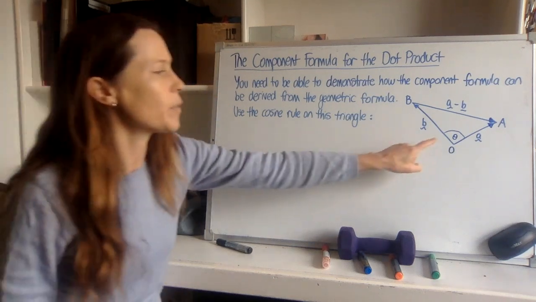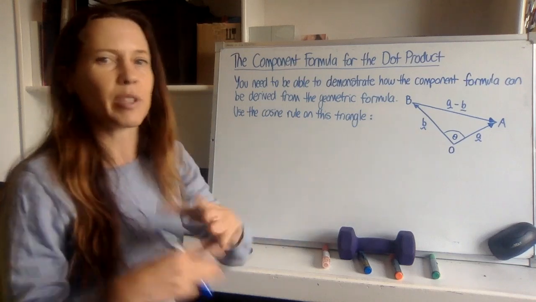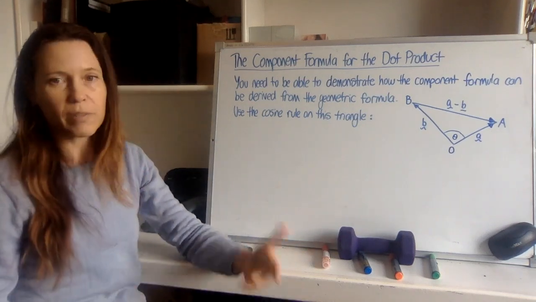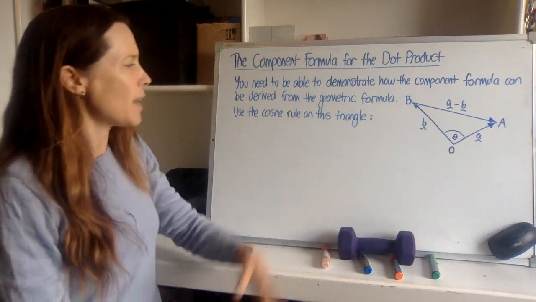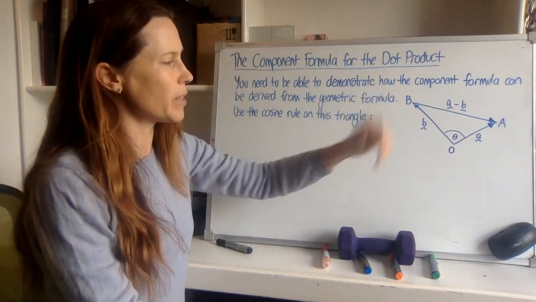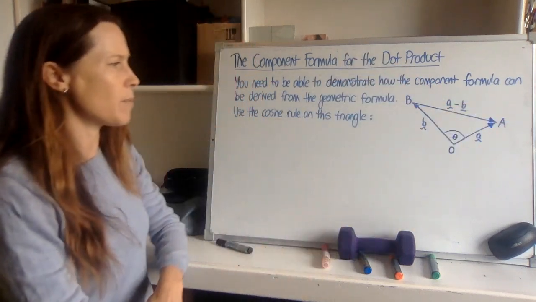Now, as long as you've got this triangle as a starting point, and I'm assuming that most questions asking you to do this would give you a triangle to use where you've got some sort of parameters already in place. And you can see here that this triangle is quite straightforward. We've got vector A and vector B going in this direction, so that makes this one vector A minus B.